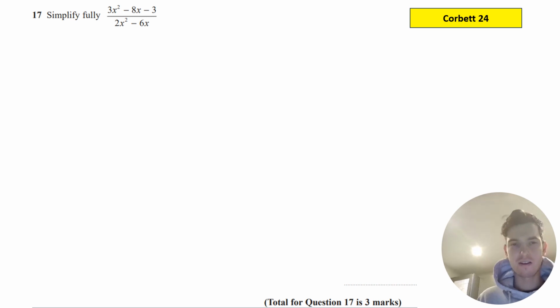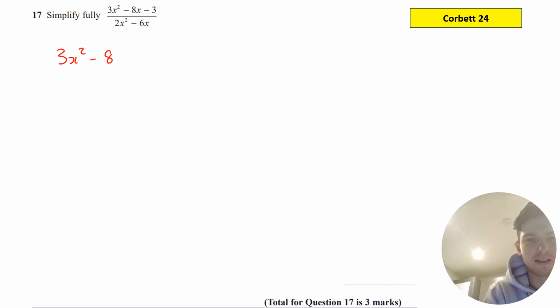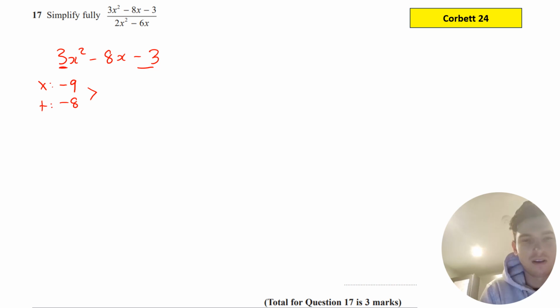Okay, simplify fully. I've got a fraction, so I think I'm going to have to factorize both the numerator and the denominator. So let's do the numerator first. 3x squared minus 8x minus 3. This is a quadratic, so two numbers that multiply to make 3 times minus 3, so minus 9, and add to make minus 8. So what are those numbers?